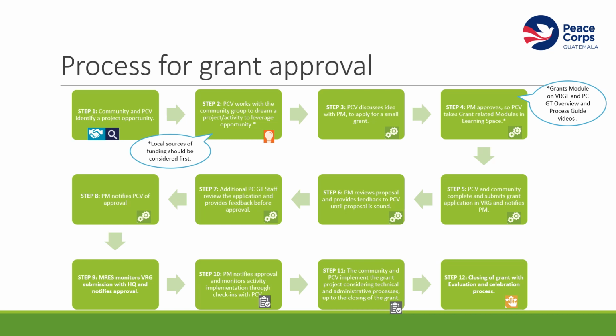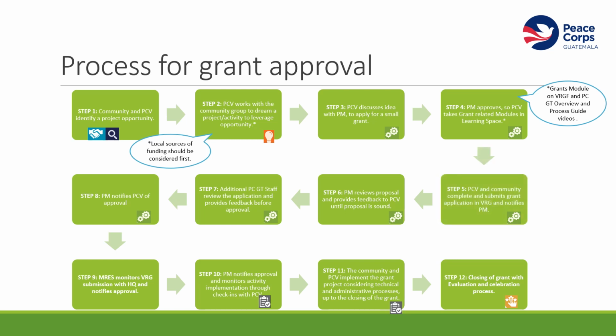If there are no available local sources of funding, then in step number 3, the volunteer can discuss with the PM to apply for a small grant program. In step 4, when the conversation is started with the PM and he or she approves, the PCB needs to take grant-related modules in Learning Space. For example, the grant module in BRG Foundations and this set of videos.